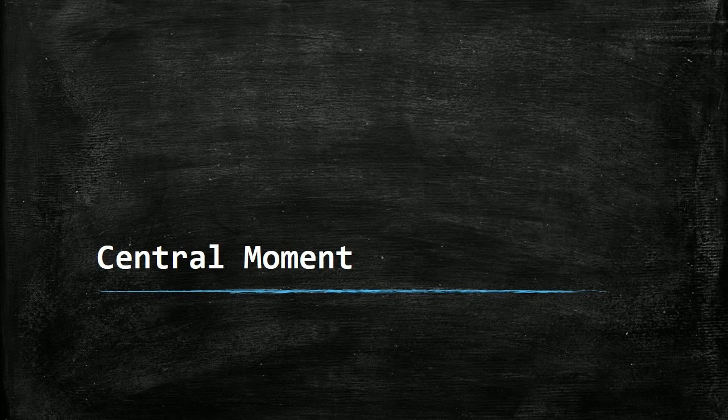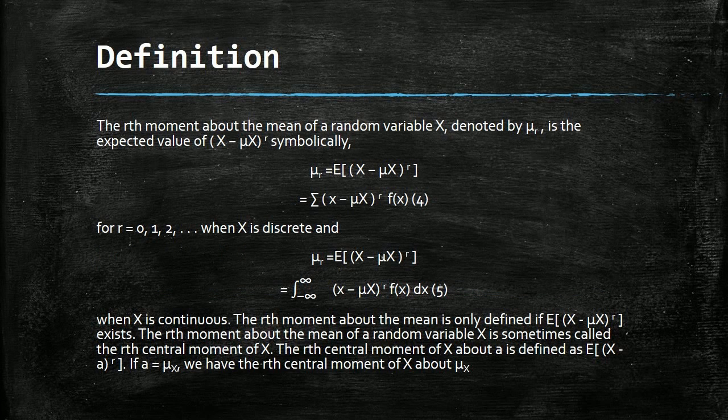Central moment. Definition: the rth moment about the mean of a random variable X, denoted by μ_r, is the expected value of (X − μ_X)^r. Symbolically, μ_r = E[(X − μ_X)^r] = Σ (x − μ_X)^r f(x) for r = 0, 1, 2, ... when X is discrete, and μ_r = E[(X − μ_X)^r] = ∫ (x − μ_X)^r f(x) dx when X is continuous.